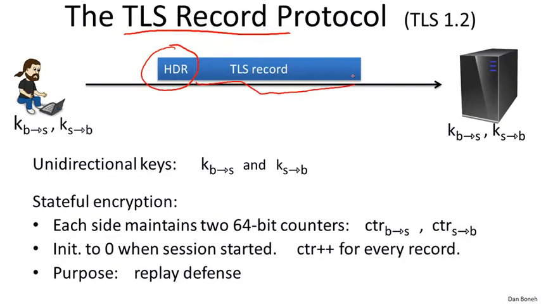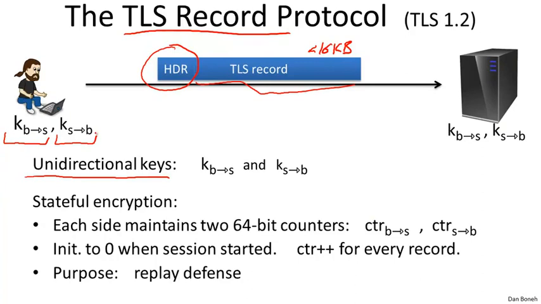In TLS, it so happens that the records are at most 16 kilobytes, and if more data than 16 kilobytes needs to be sent, then basically the record is fragmented into multiple records. Now, TLS uses what's called unidirectional keys, meaning that there's one key from browser to server, and there's a separate key from server to browser.